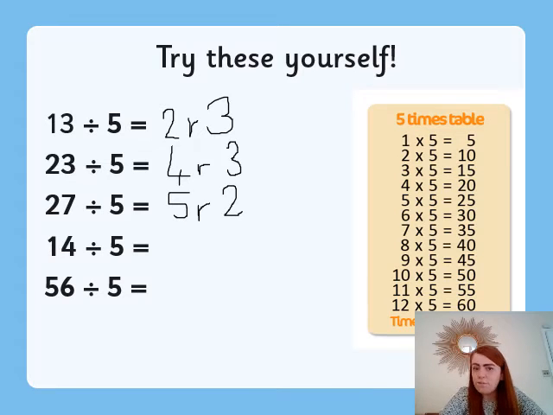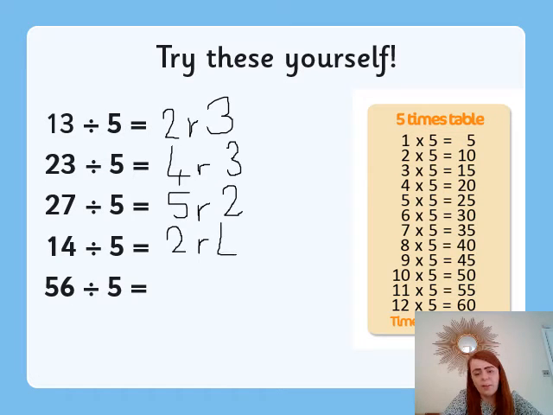Let's look now at 14 divided by 5. Okay. So again, let's use our fingers for this one. Let's try and get as close to 14 as we can without going over it. So 5, 10, 15, 15's too far. So I got to 10, there are 2 5s in 10. And my remainder, well, 10 adds what makes 14?